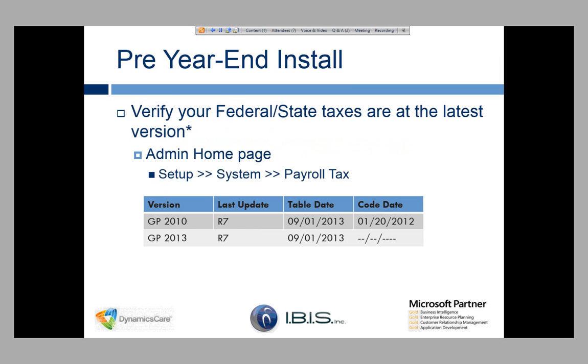Next thing you'll need to do prior to your year-end install is verify your federal and state taxes are at the latest versions. And you do that, of course, go to your admin homepage, setup system, pull up your payroll taxes. Now the R7 is of course the latest release for GP 2010 and GP 2013. You'll see a date of 9/1/2013 regardless of your version, and you'll see a code update in GP 2010, and that was of course from the 941 update that was released.